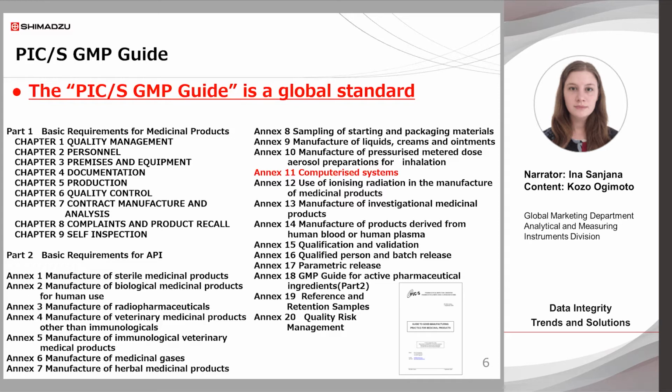Member countries also exchange information, for example relating to the GMP inspections. The GMP guidelines issued by the PICS can therefore be used as a reference for surveys in each country. To gain a picture of data integrity, we need to understand and respond to the requirements of the PICS GMP guidelines. These guidelines consist of Part 1, a main GMP section, Part 2, a GMP for active pharmaceutical ingredients, and several annexes. Today we will introduce Annex 11, which is about computerized systems.